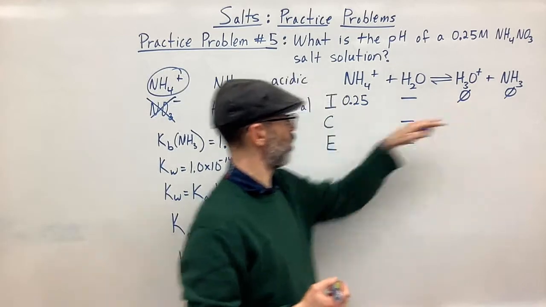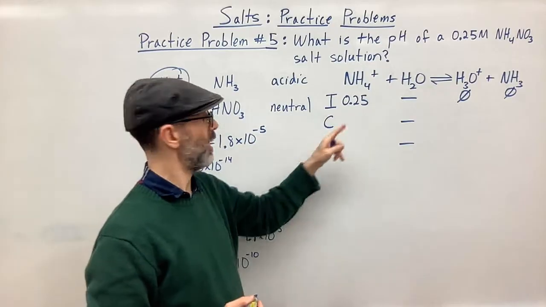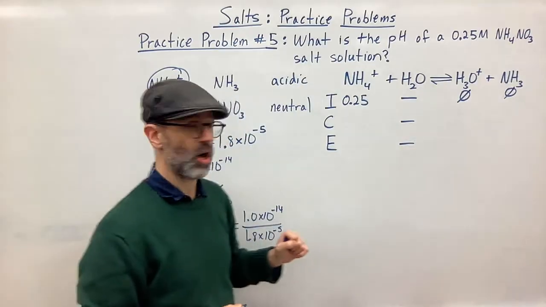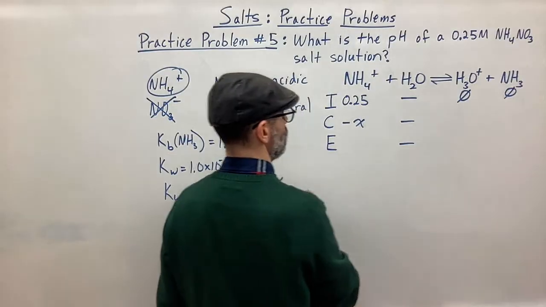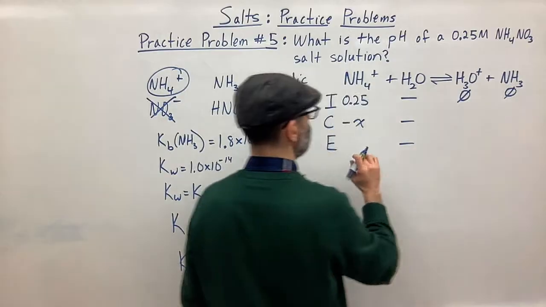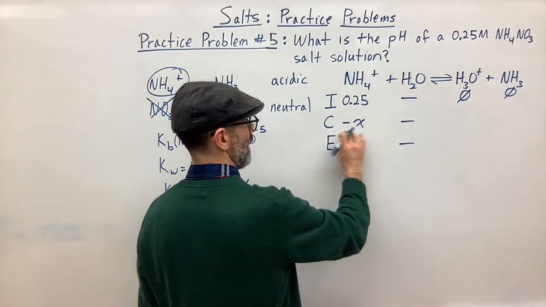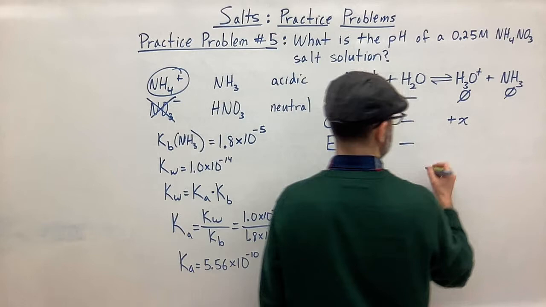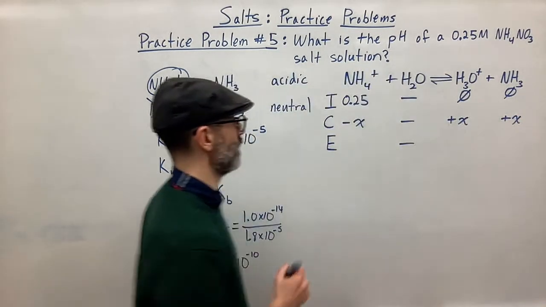Because this is 0, we know that according to Le Chatelier's principle, it's going to shift this way. Some of my reactant has to form product. So I'm going to have a negative X here. And since it's a 1 to 1 to 1 to 1, if I'm going to subtract an X amount here, then I'm going to gain an X amount here, and I'm also going to gain an X amount here. So it's plus X, plus X.